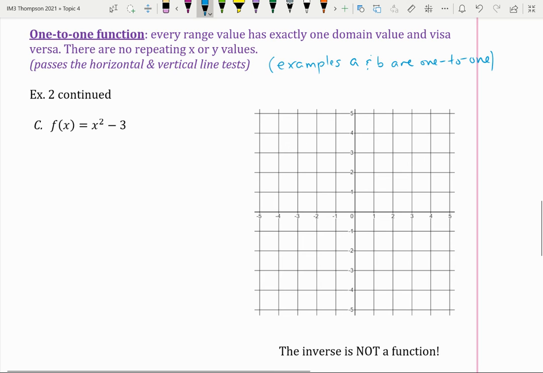A function passes the vertical line test, but a one-to-one function passes the horizontal and the vertical line test. The two examples that we looked at above, A and B, the linear and the cubic, are both one-to-one functions. In the homework, they use this terminology, so I just wanted you to be aware of it.